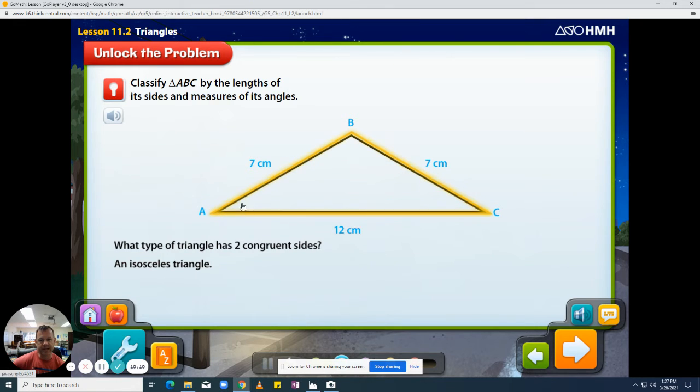Okay, now they're going to look at the inside. They're going to give you some angle measurements. If I had to look at this, it looks like it does have a fat angle here, an obtuse angle. So I believe it's going to be called obtuse, but let's see.